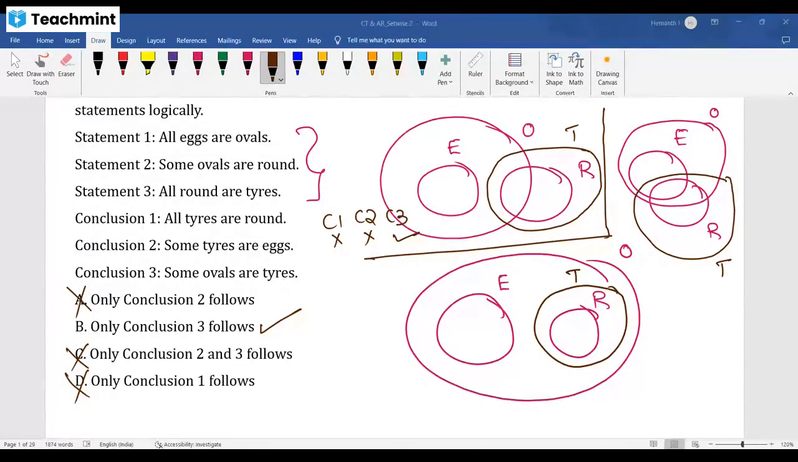I hope you are not done with the previous session. You have to know: we draw the diagram related to the statements and decide which conclusion is true and which is false. All eggs are ovals. Some ovals are round. All round are ties. Your first conclusion: all ties are round. No, all round are ties, not all; this part of the tie is not inside the round. First one wrong means I don't want the first one in the answer. Second one, some ties are eggs: ties and eggs are not connected. Second one out. Second one is there in option A, remove; option C, remove. So the only option left over is B. That's how simple.